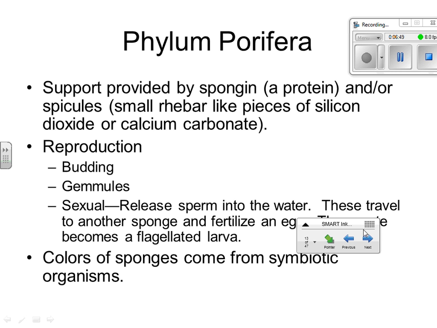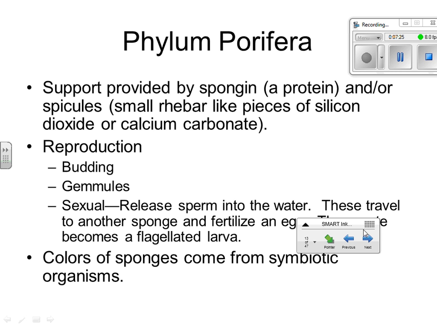They don't really have a skeleton, but they have either proteins or glass-like particles that help to support them. There's a protein called spongin that's strong and hard, and they have these little glass-like things called spicules that help to support them, or they can also be made out of calcium carbonate. Better known to a lot of people as what? Chalk, or around here, what might it be called? Limestone. Pretty strong stuff.